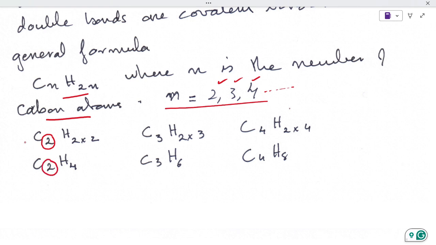So the first is, if carbons are 2, you put in the formula, it comes to be C2H4. If you write carbon 3, it comes to be C3H6. If you write carbon 4, it comes to be C4H8.